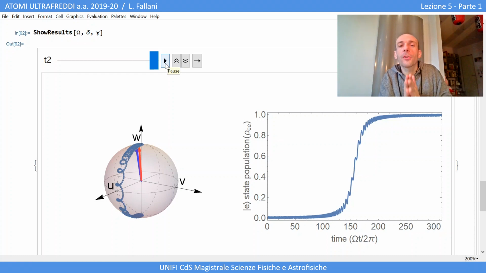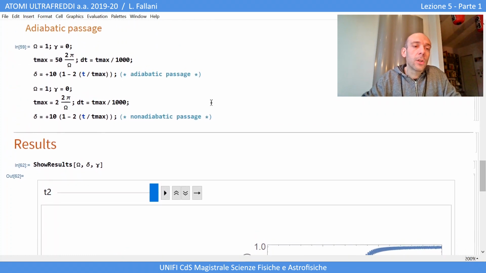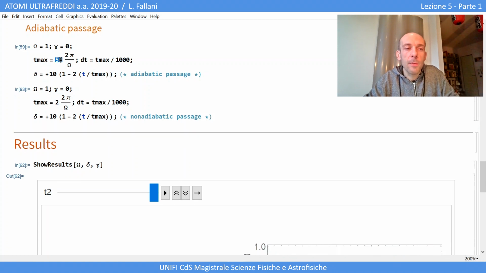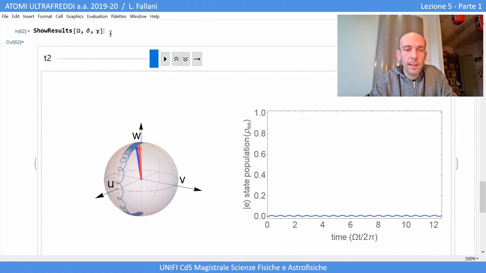Of course, if you're not careful with the choice of the parameters, this process can be non-adiabatic. This happens, and you can see here, if the time chosen for the process is not large enough. So instead of having this sweep on a time scale of 50 time units, now the same process happens in 2 time units. So this sweep is made in a smaller time. And so the result is the following, and it will be remarkably different from what we have seen now.